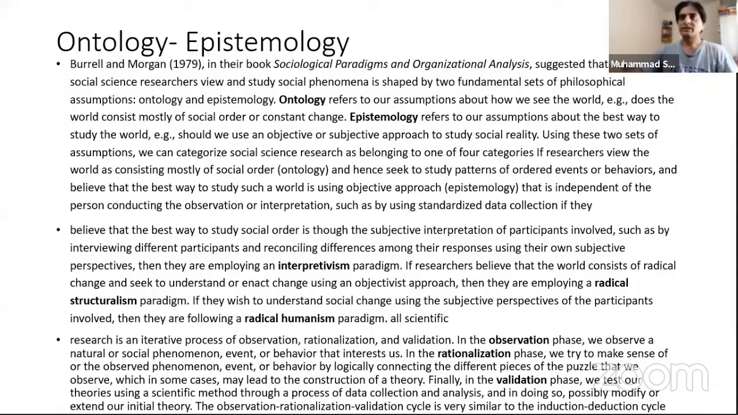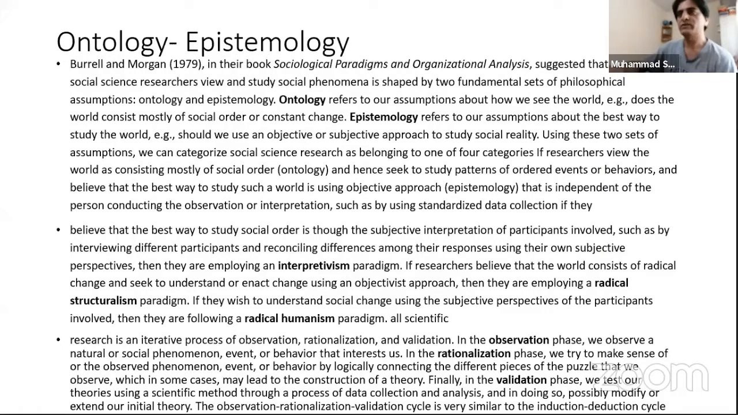So the next one is ontology and epistemology, and these two terms are more philosophical, and here I suggest you read the debate on epistemology. Here I would like to focus on the Burrell and Morgan book, Sociological Paradigms and Organizational Analysis. In this book, these authors suggested that the way social science researchers view and study social phenomena is shaped by two fundamental sets of philosophical assumptions. Number one is ontology, and the second one is epistemology.